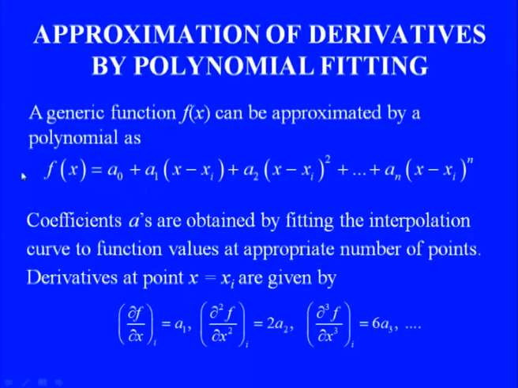And these coefficients a0, a1 and so on, we would obtain by fitting the interpolation curve which is given by this polynomial to the function values at an appropriate number of points. And if you want to find out derivatives, just simply differentiate this polynomial. So we get del f by del x is this coefficient a1. The second order derivative at xi is given by 2 times a2. Third order derivative del cube f over del x cube is given by 6 times a3 and so on.